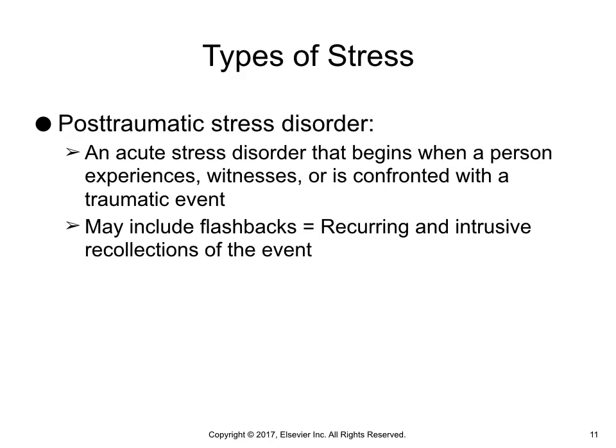Types of stress. Post-traumatic stress disorder, or PTSD, begins when a person experiences, witnesses, or is confronted with a traumatic event and responds with intense fear or helplessness. Anxiety associated with PTSD is sometimes manifested by nightmares and emotional detachment. Some people with PTSD experience flashbacks, or recurrent and intrusive recollections of the event. Depression and PTSD commonly occur together. Acute stress disorder is a similar diagnosis that differs from PTSD in duration of symptoms.